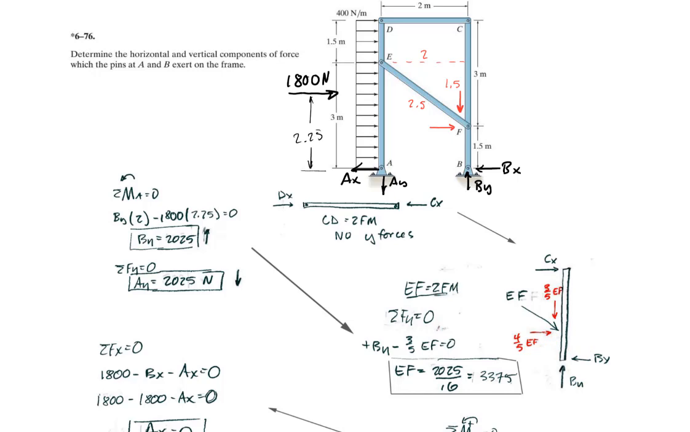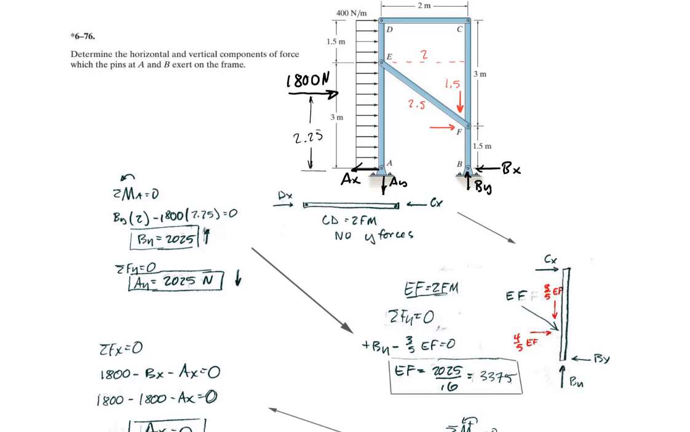All right, let's see if I can find something. I have BY right here. If I look at this free body diagram and sum the forces in the Y direction, I have BY and 3/5 of EF. And so I can solve for EF just like that. And indeed, it shows up that it is in compression. It is 3,375 in compression, or positive in the way I drew my arrow.